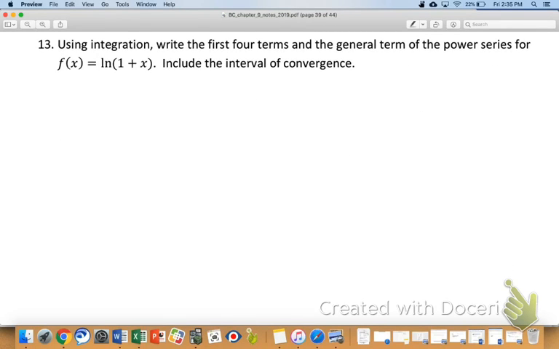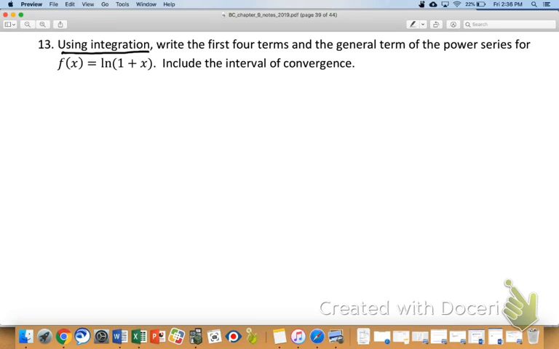Okay, so 13. And this is worded very specifically. It says using integration, but notice it doesn't say using only integration. It says using integration somewhere in there. Right, the first 4 terms, general term for the power series for f of x equals natural log of 1 plus x. And I don't know if we'll do the interval of convergence or not at this point, but the idea is going to be using integration somewhere, somehow, some way.